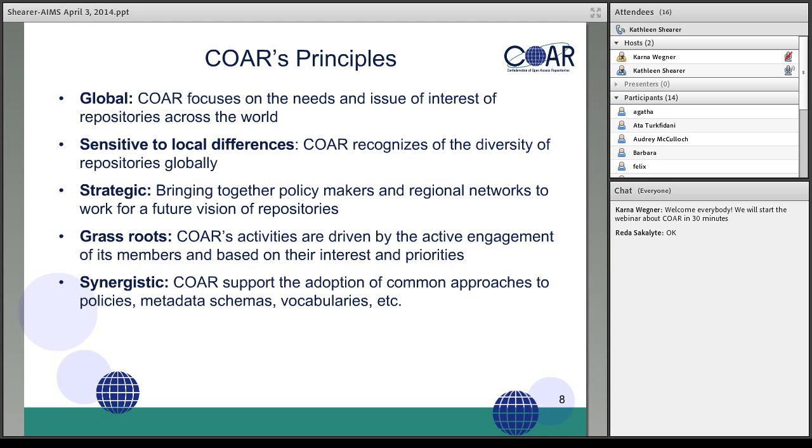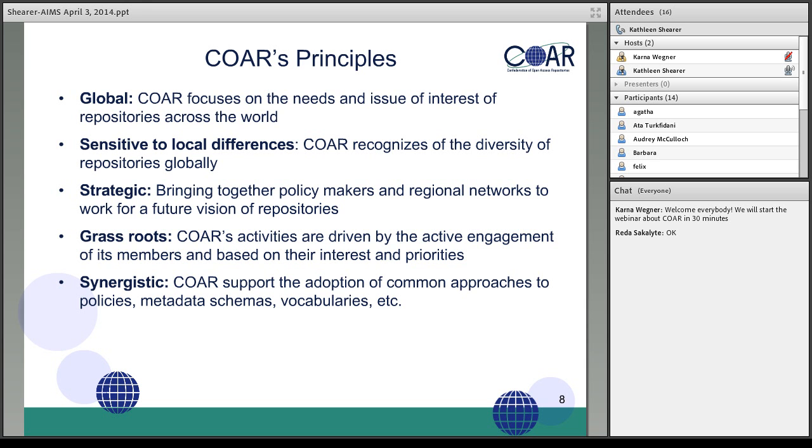We think it's important to work at the strategic level, to work with policymakers, and have an influence in terms of the future of repositories and where they fit in terms of research infrastructure. We also develop our activities based on the interests of our members, so we're also a very grassroots organization.